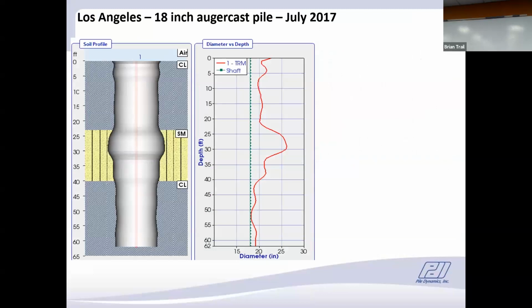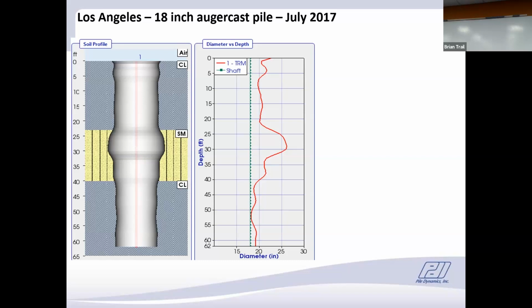So here's a case where we have an auger cast pile, an 18-inch auger cast pile, that just had one single thermal cable. It's not very big. It doesn't have a cage. So we put one thermal cable down the middle, measured the temperature, and we can calculate then the diameter of that shaft as a function of depth.